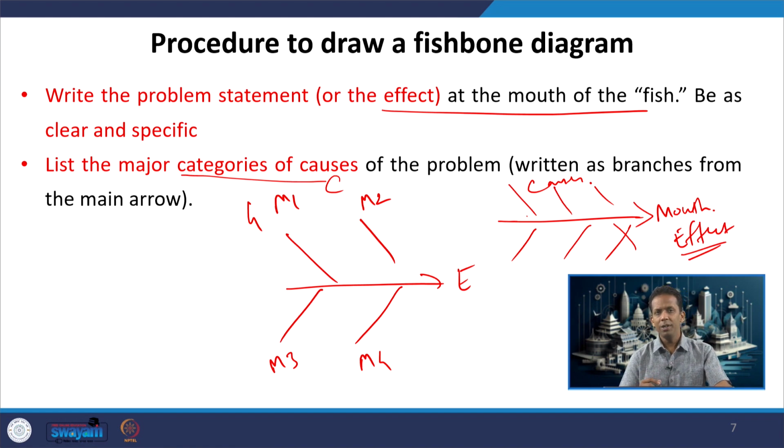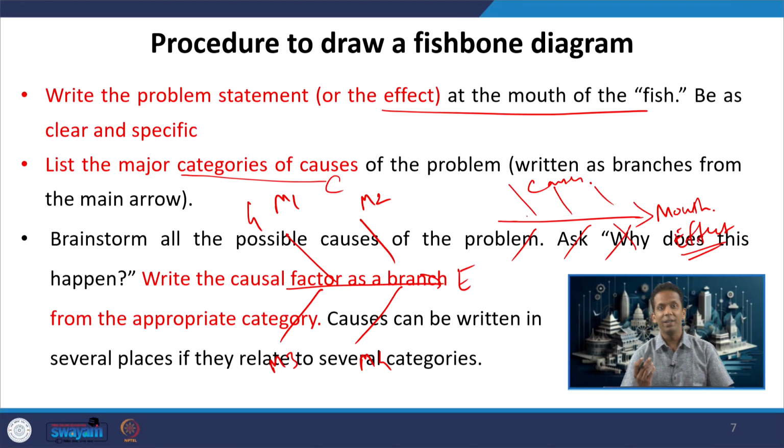So, how do we do that? We ask the question why, and brainstorm all the possible causes of the problem. You keep on asking, why does this happen? Why does this happen? Maybe initially you list 4-5 causes and try to put them under each category. Once you have written, let us say, 4 causes, C1, C2, C3, C4, think of why C1 happened, why C2 happened, and then you can create sub branches, which can be called sub causes.